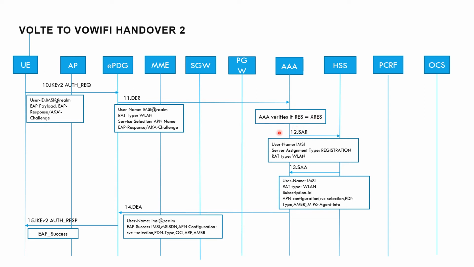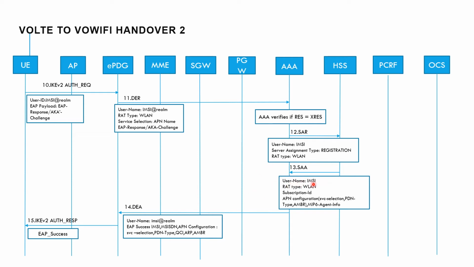Now the AAA server sends the SAR message to the HSS. In this SAR message, the server assignment type is set as registration, and the RAT type is set as WLAN. This message is sent to the HSS to fetch the subscription profile. The subscription profile consists of various information like the subscription ID. In the SAA message, we send all this information back to the AAA.